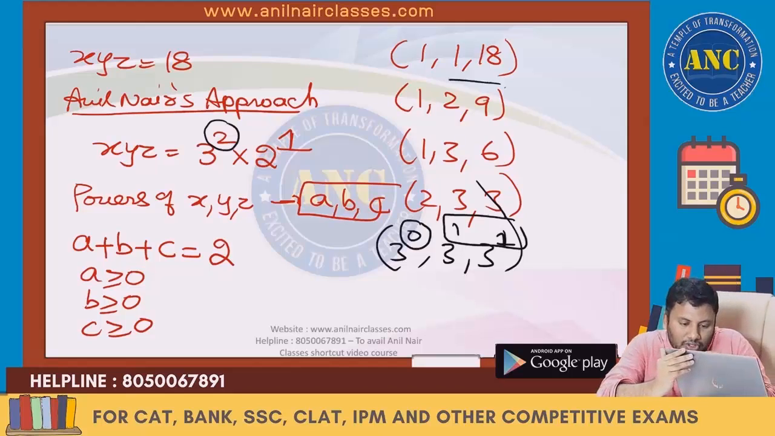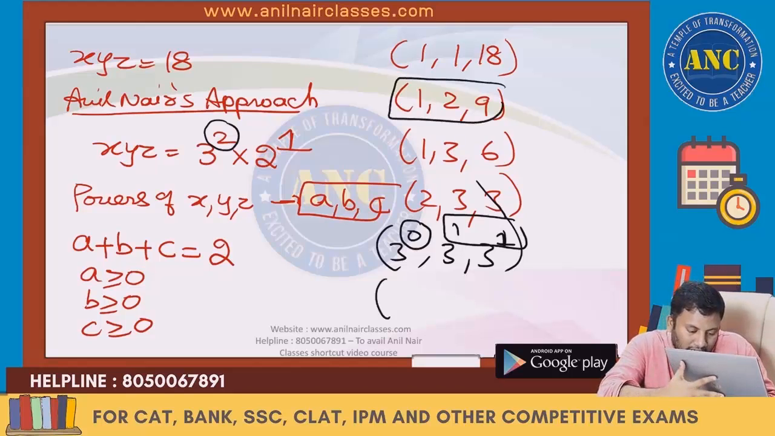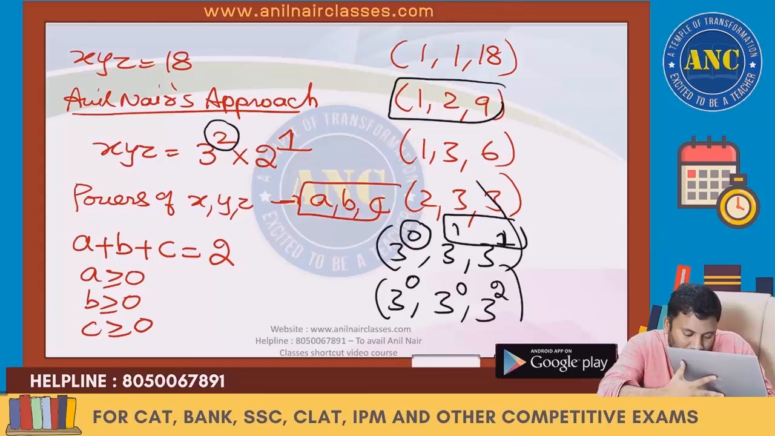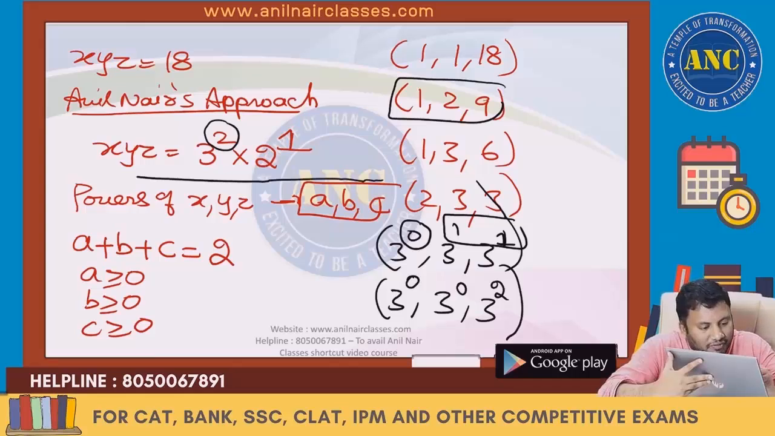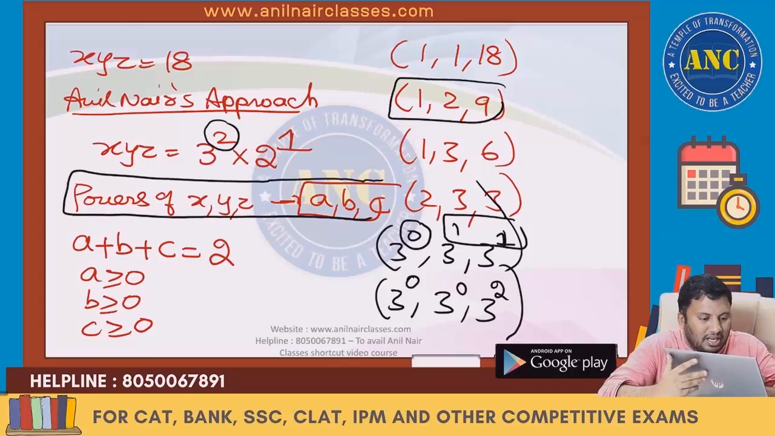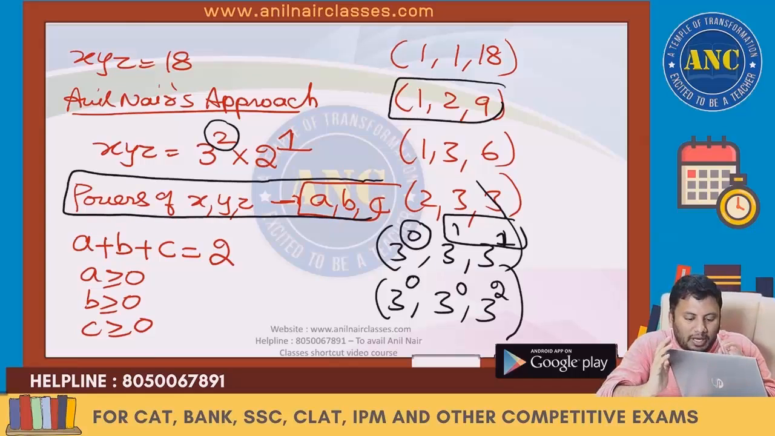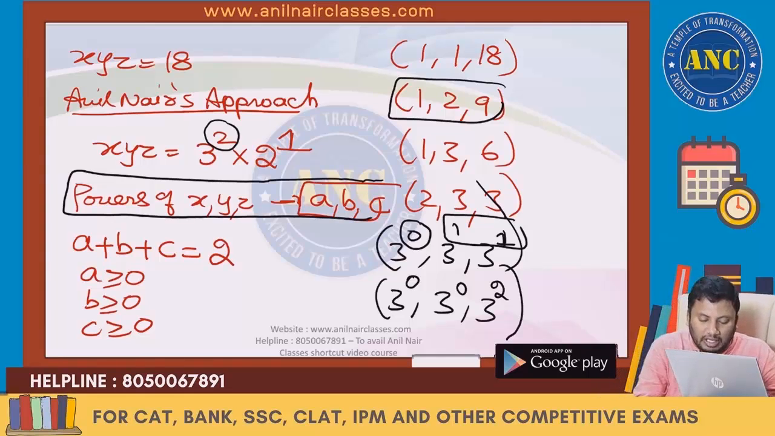Can a value take 0? Yes. Suppose you see this: 1, 2, 9. Arranging only the powers of 3, this is 3 power 0, and 9 is nothing but 3 square. Are you all with me? If the powers of xyz are a, b, c, the power sum should be equivalent to 2. Yes or no? 0 plus 1 plus 1 is 2. 0 plus 0 plus 2 is 2.